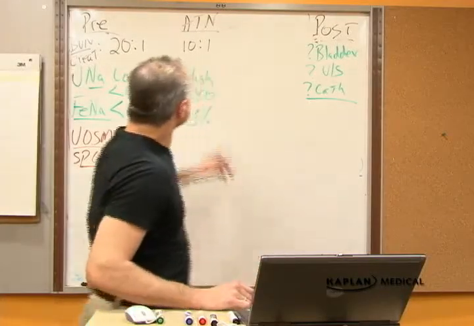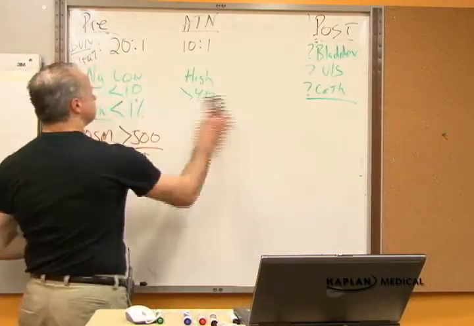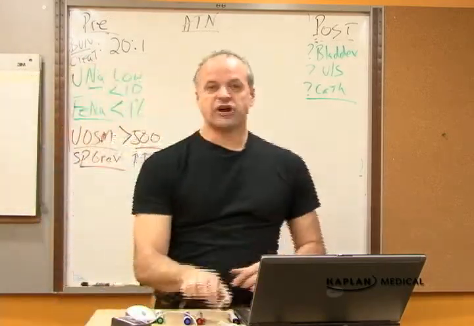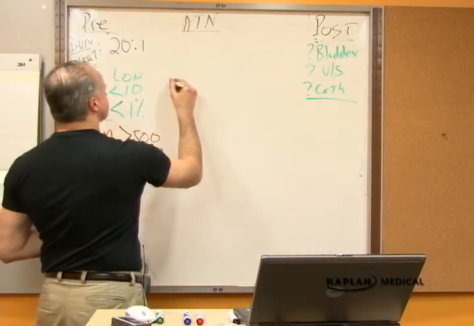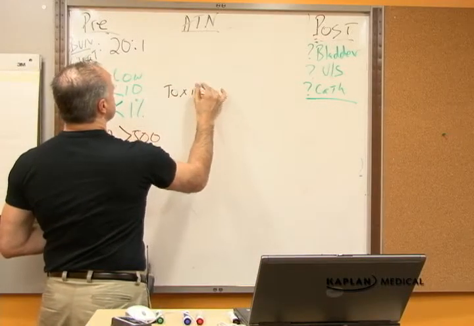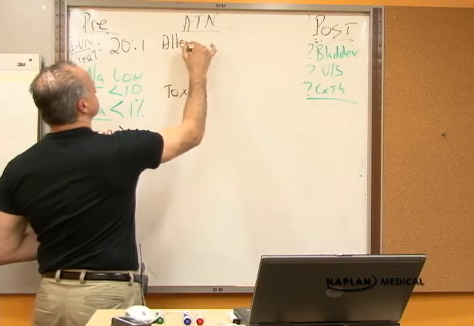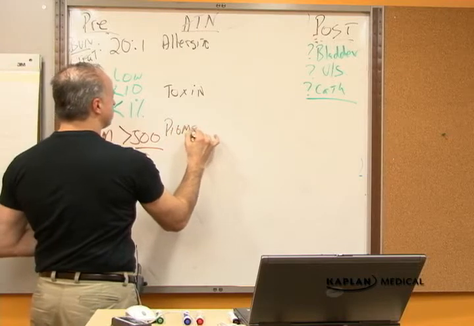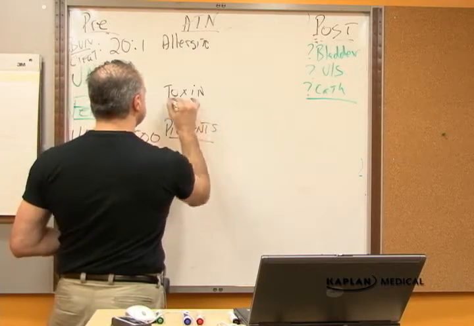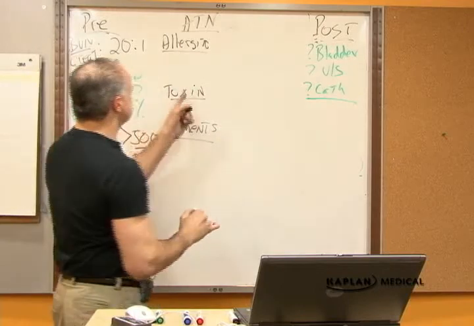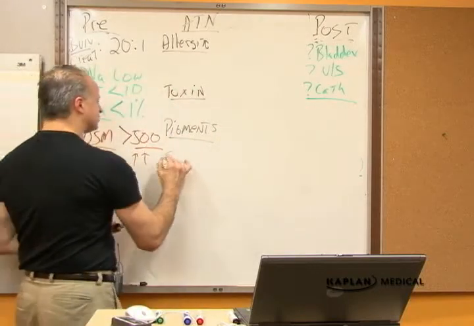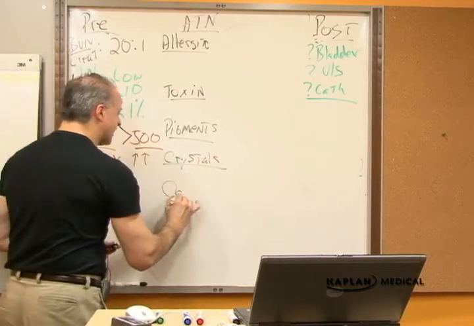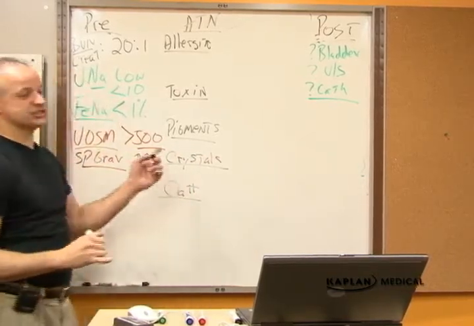Now, when you have a problem inside the kidney, that problem can be from direct acting toxins on the kidney. It can be from allergic interstitial nephritis. It can be from pigments: hemoglobin, myoglobin, red blood cells. It can be from crystals, urate and oxalate, and calcium, and calcium itself is directly toxic to kidney tubules.